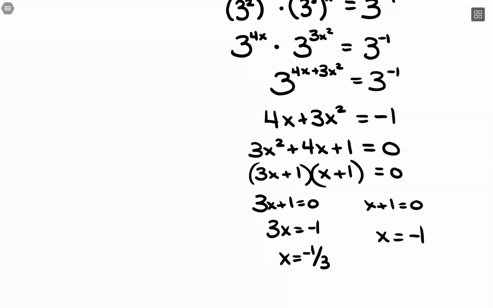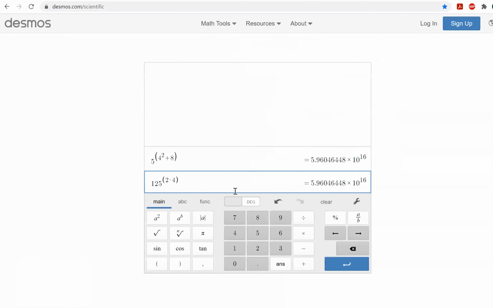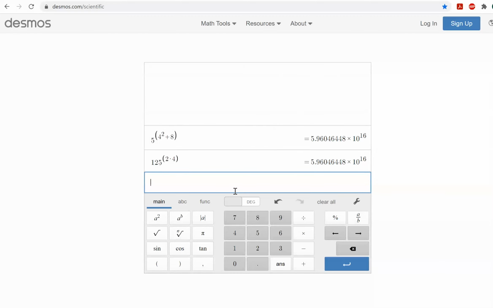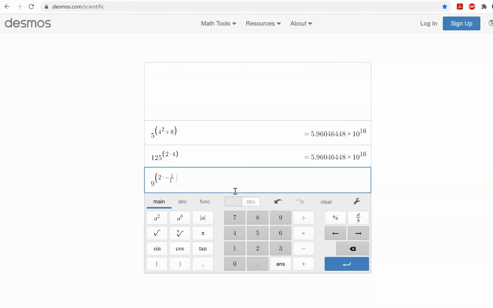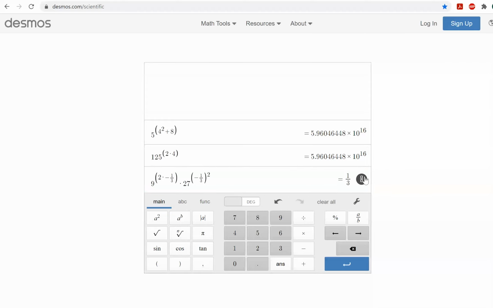And let's just check those answers. So I'm going to go back to the original form of the question and do 9 to the power of, in parentheses 2 times, and I'll go ahead and plug in the negative 1/3, and then times 27 to the power of negative 1/3 squared. And what you can see there is we're getting a 1/3, which is the same thing as 3 to the negative 1. So x equals negative 1/3 works.